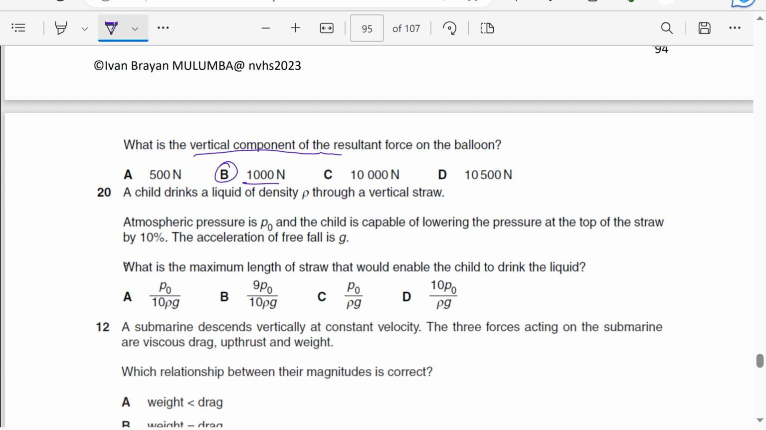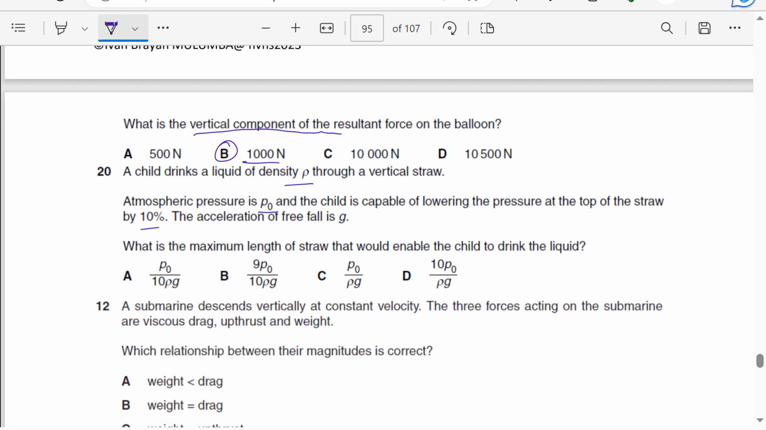A child drinks a liquid of density rho through a vertical straw. Atmospheric pressure is P0, and the child is capable of lowering the pressure at the top of the straw by 10%. The acceleration of free fall is g. What is the maximum length of straw that will enable the child to drink the liquid?